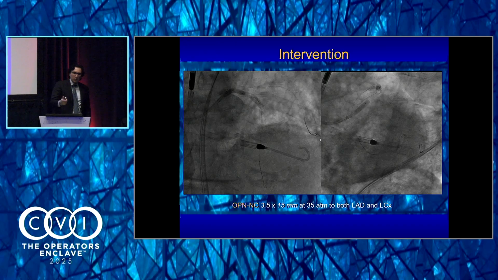At this point, I went for a 3.5 by 15 millimeter OPN balloon. So now everything came out. I got the Impella down. It was a lot easier to engage after pre-dilating with the 3.0. I used the 3.5 by 15 millimeter at 35 atmospheres to both the LAD and circumflex.